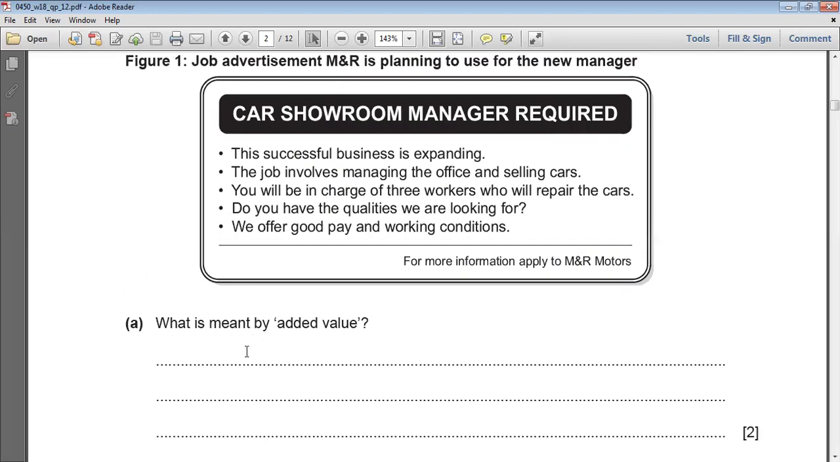Question A, what is meant by? So Cambridge, they either use the term what is meant by, or they change it to define. The same thing. What is meant by or define is the same thing. You need to give the definition.